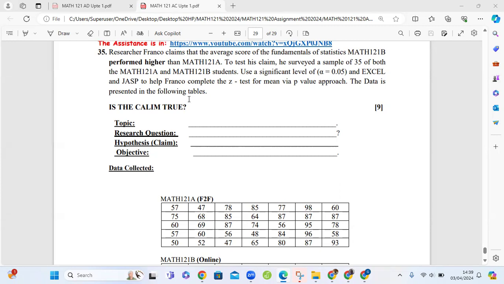That's what I'm going to use to help Franco complete the Z-test, but I think it's the T-test because the population standard deviation is not known. The data is presented in the following tables.